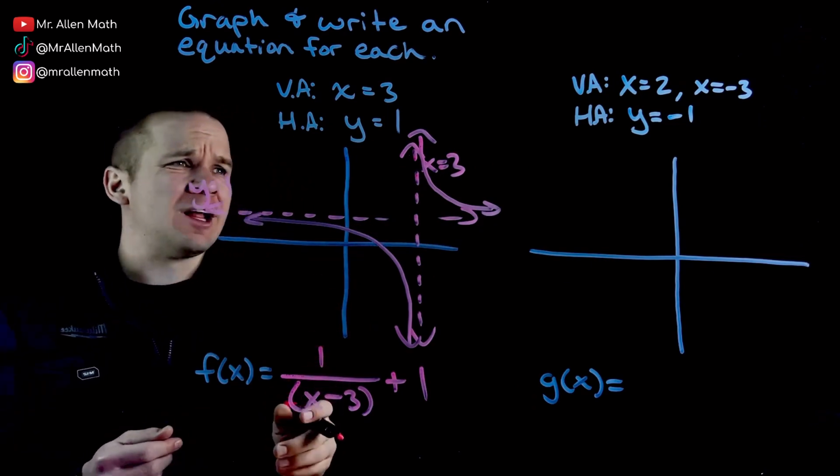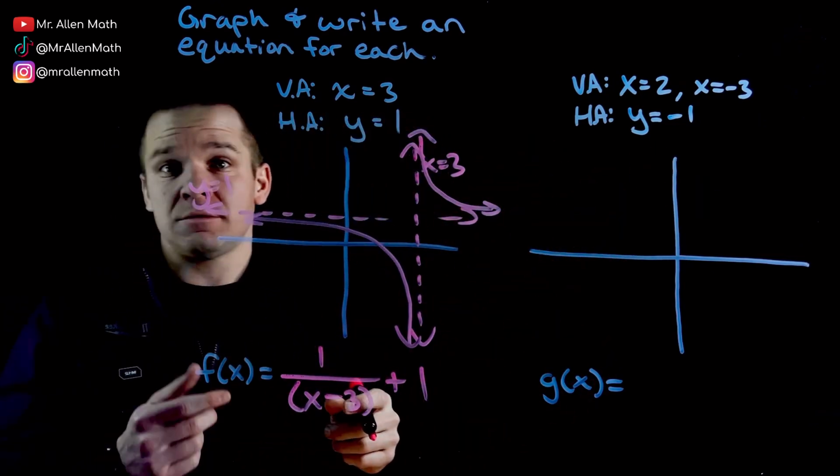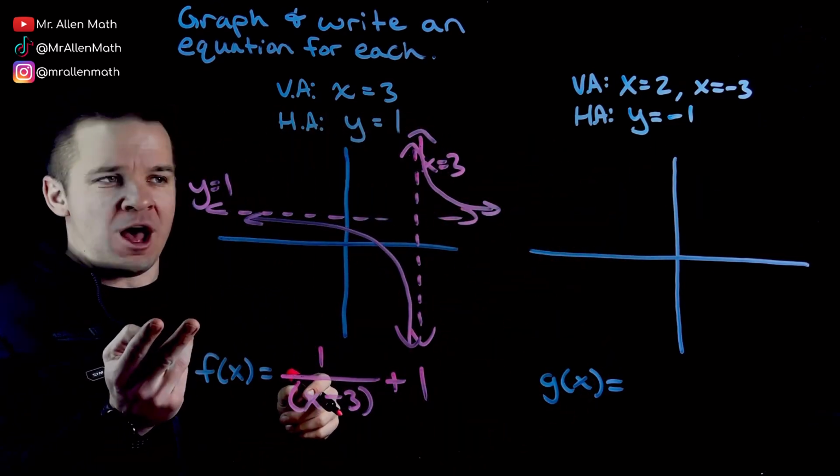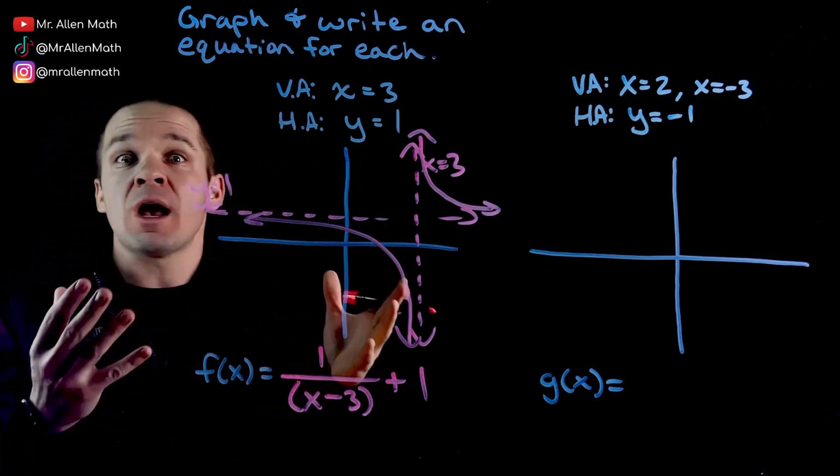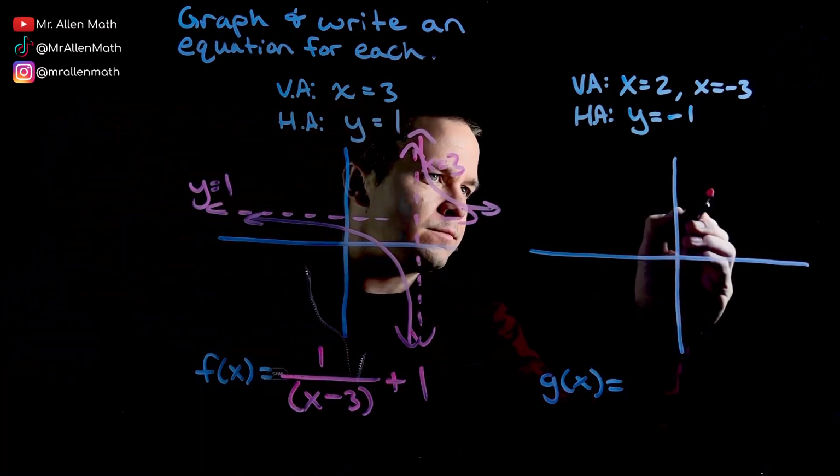Next one over here. We got a vertical asymptote at x equals 2 and at x equals negative 3. Double the fun, baby. And we got a horizontal asymptote. I'm going to go ahead and plot those.